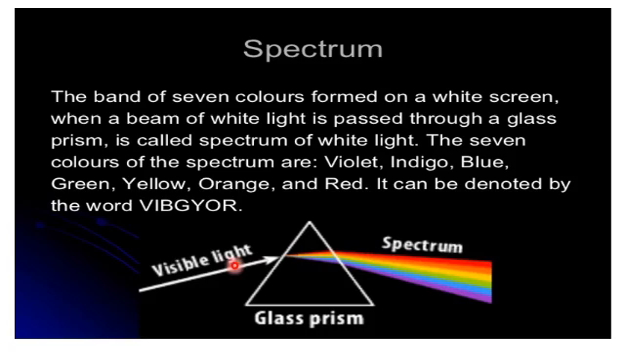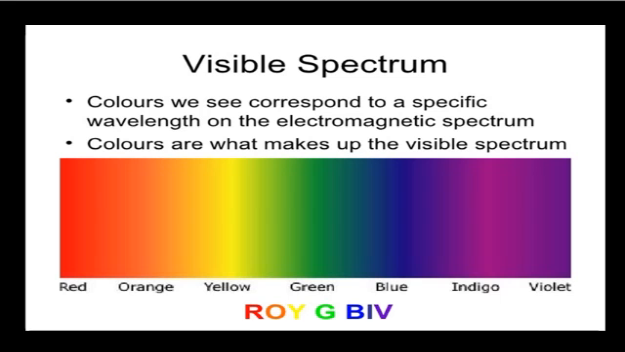You can see here visible white light. We can see white light. When white light passes through a glass prism, it splits into 7 colors, making a spectrum of 7 colors, that is red, orange, yellow, green, blue, indigo, and violet. The band of 7 colors formed on a white screen when a beam of white light is passed through a glass prism is called the spectrum of white light. Here is written visible spectrum.